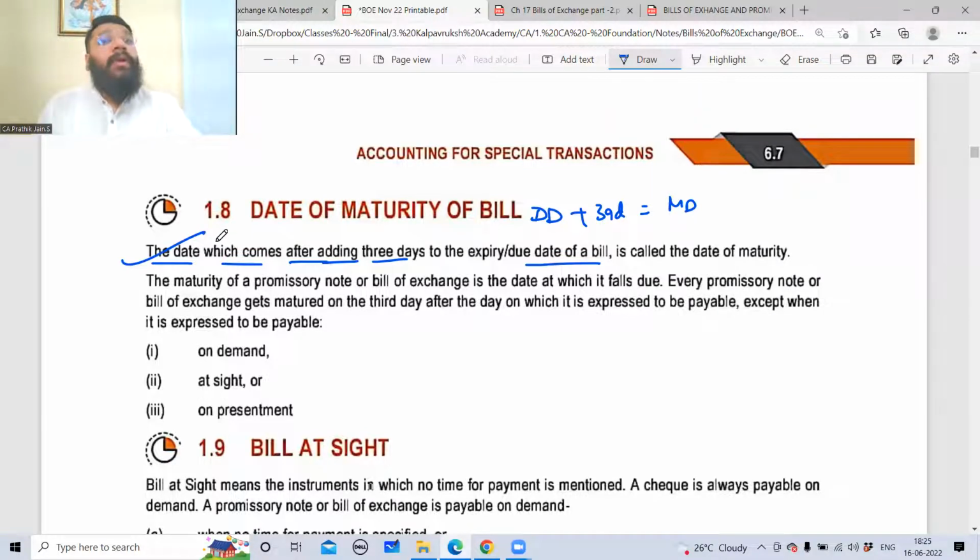But if you have observed all the questions, they ask, please calculate the due date. And whenever the due date is asked, they always add 3 grace days and give the final answer. So theoretically something else, practically you're doing something else. So whenever the due date is asked, add 3 grace days and give the maturity date. Clear with this point?